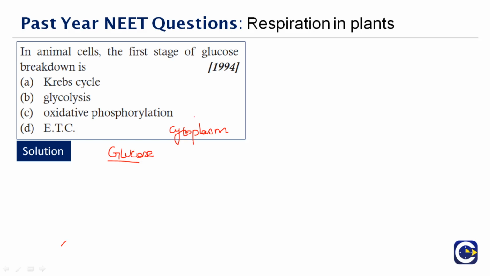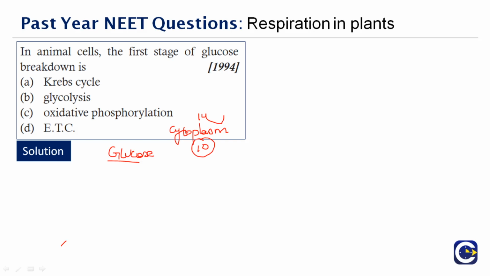And how many enzymes are involved in glycolysis? Overall you have 10 enzymes involved in the process of glycolysis. Apart from that, what is the function of glycolysis? If you see, glycolysis is a cytoplasmic pathway which breaks down glucose into 3 carbon compounds and generates energy.